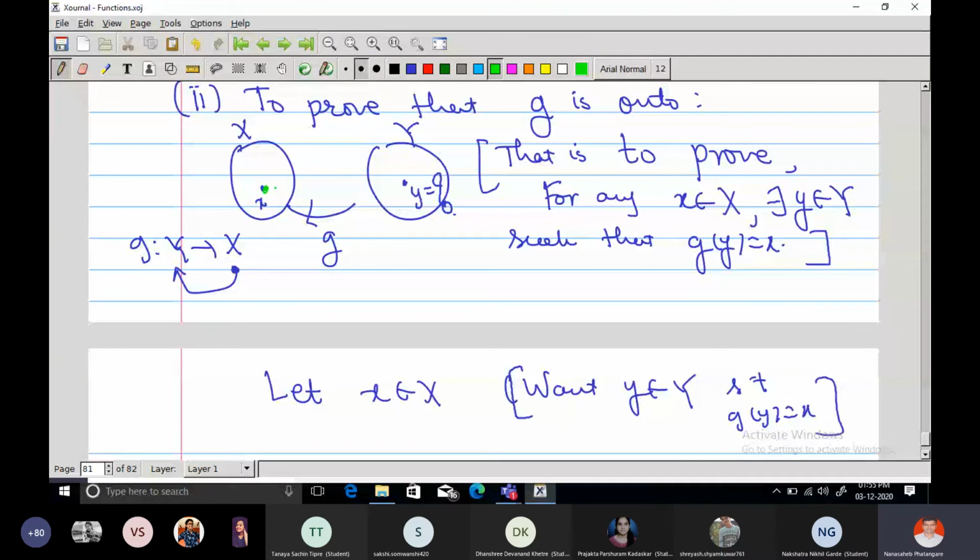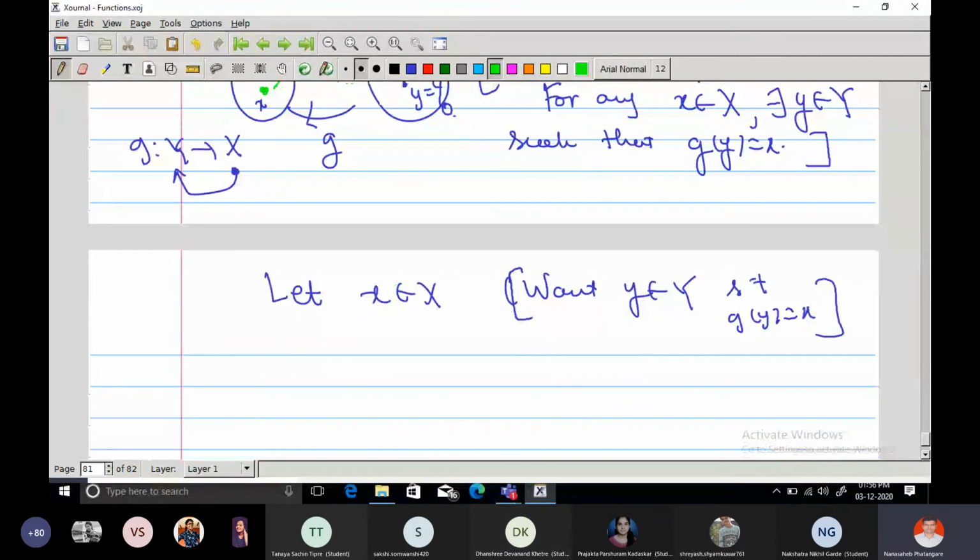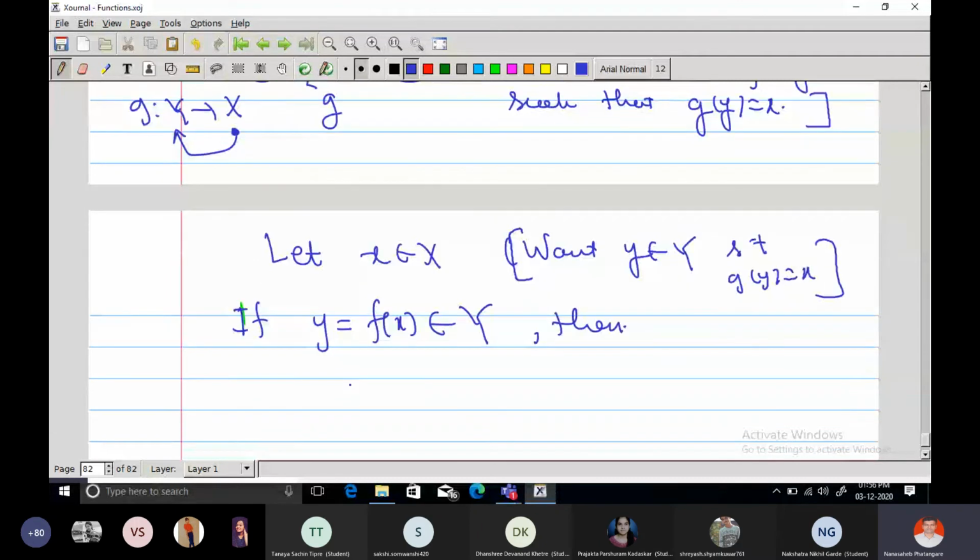Can I apply f to x? Yes. Suppose I apply f on x. If y is equal to f(x), which is an element of Y, then what is g of y? Is it the right candidate?